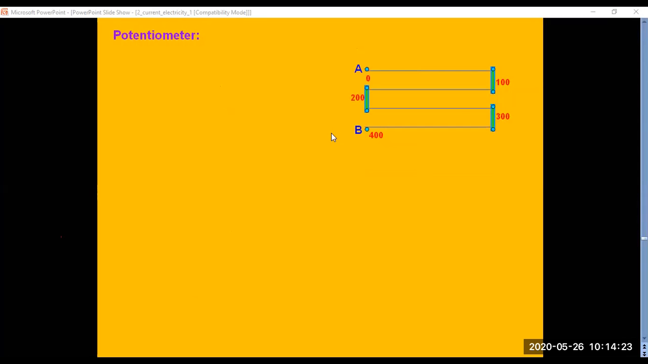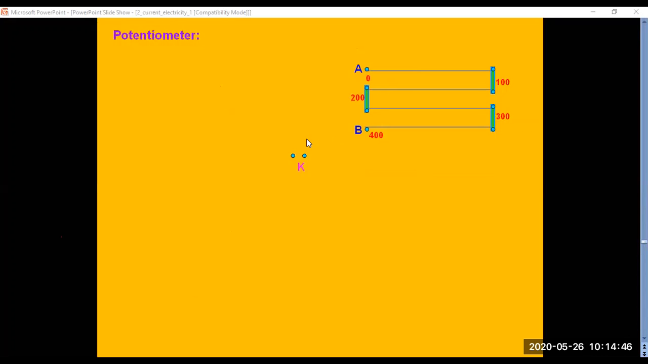A potentiometer is a device to study or to compare your EMF. EMF is electromotive force. Imagine there are two cells and I want to know the ratio of their EMF. I cannot do it using a meter bridge, so we use a potentiometer. So a potentiometer is a device to study the EMF of two or more cells.